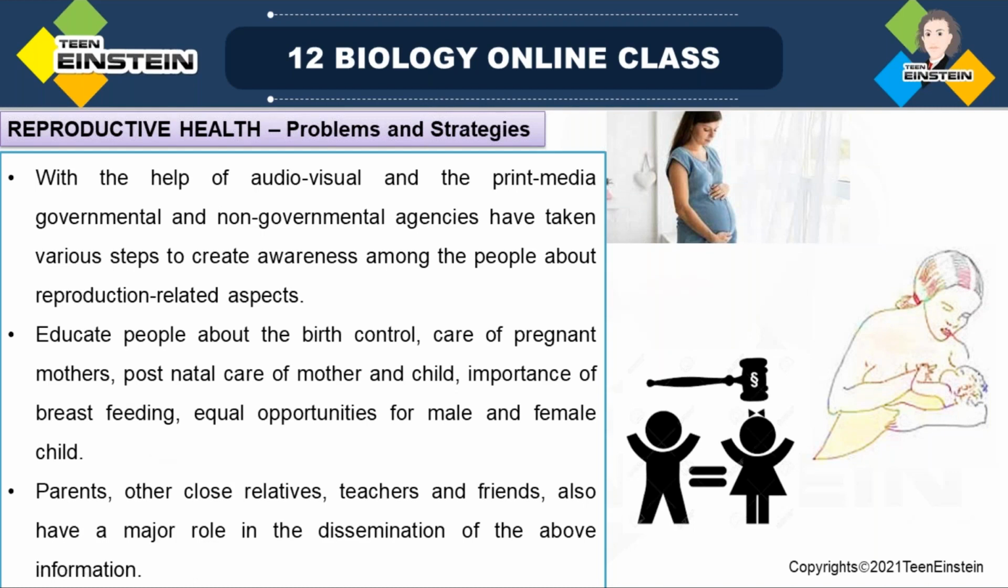In sexual reproduction and all these things, we should have good awareness. So we need to educate people and give more education about all these topics, right? And parents and other close relatives, teachers and friends have a major role. How do they play a major role? They can share their knowledge, like how parents can teach their children and how teachers can share their knowledge with the students. So each and every one has a major role, right?